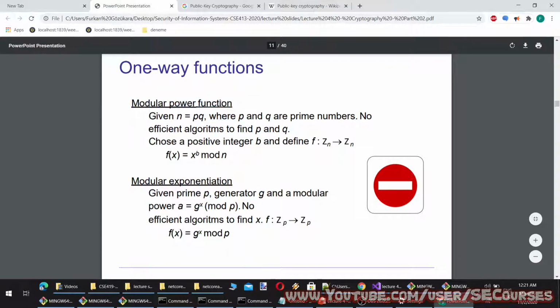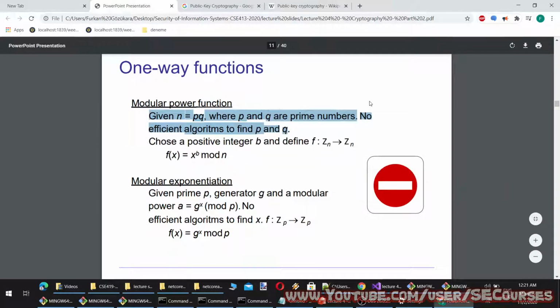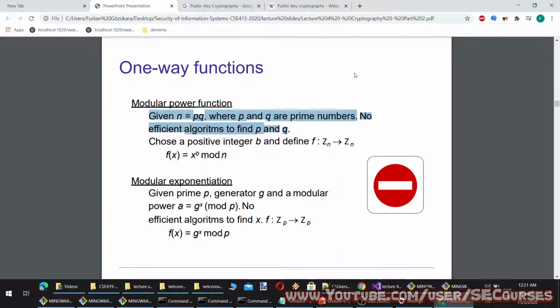There is a modular power function. Given n equals pq, where p and q are prime numbers, there are no efficient algorithms to find p and q.